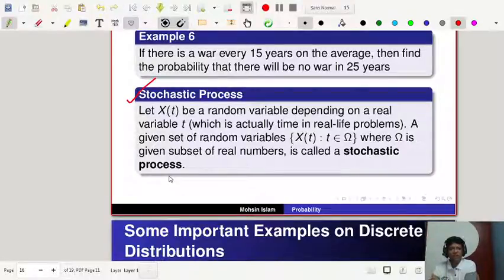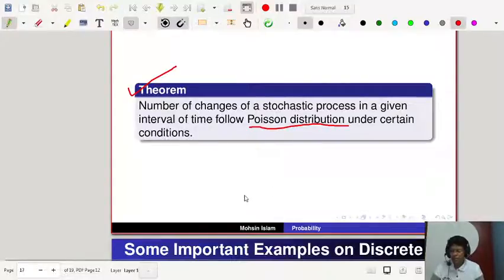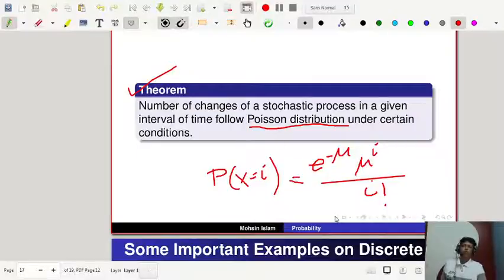Actually X(t) is a function of the real variable t, and t represents the time in real life problems. And there is a theorem: the number of changes of a stochastic process in a given interval of time follows a Poisson distribution under certain conditions. So we learned that the probability mass function of the Poisson distribution is e to the power minus mu into mu to the power i by factorial i, and the spectrum is given by i equal to 0, 1, 2, etc.